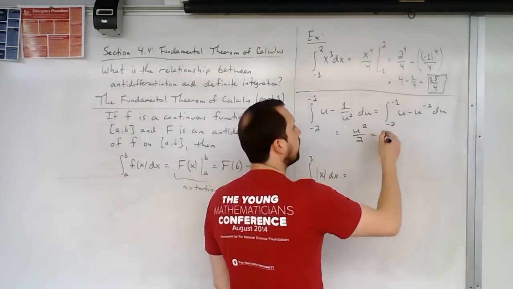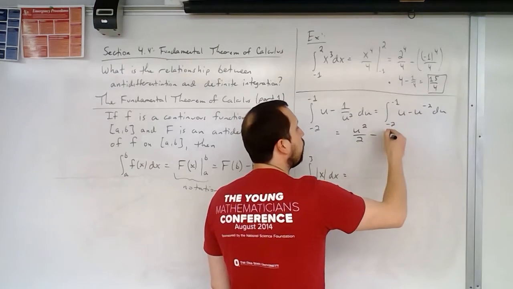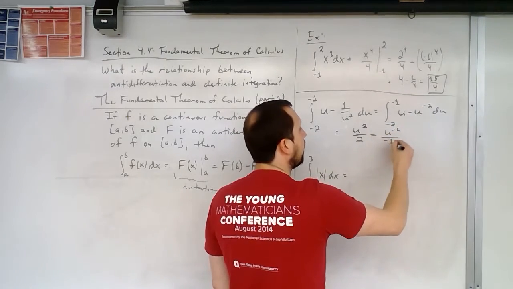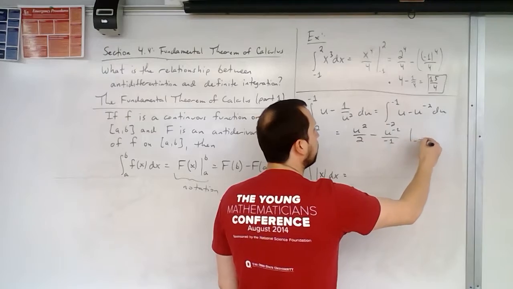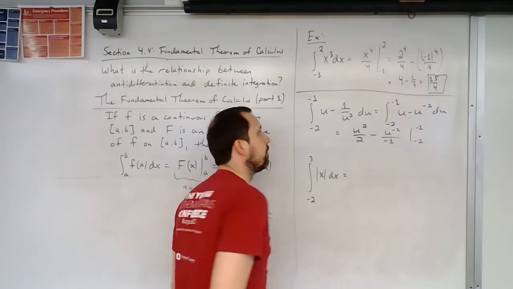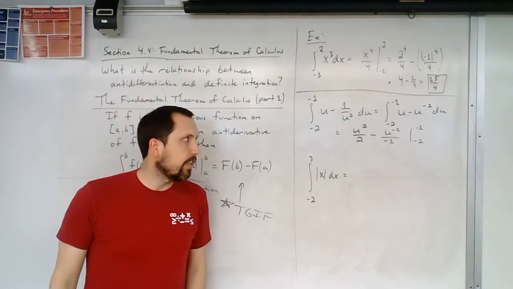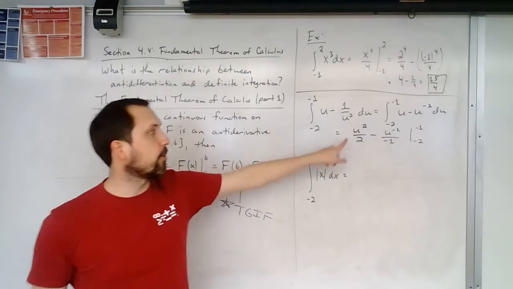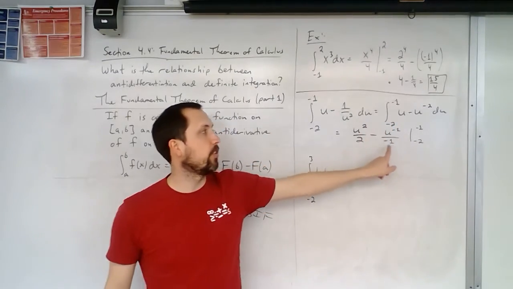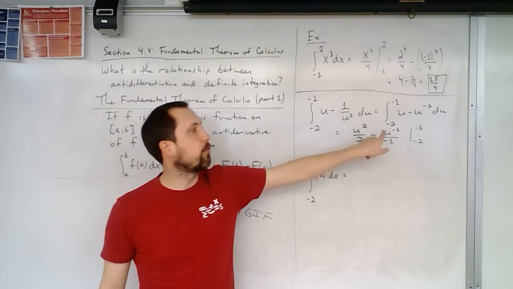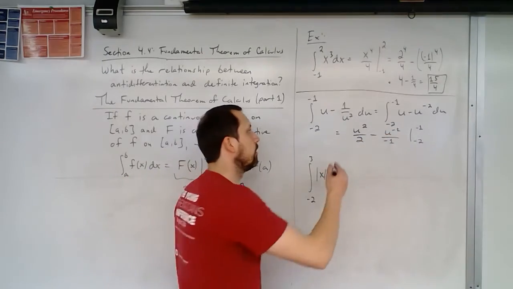Do the same thing over here. I add 1 to get -1, and I divide by -1. And I'm evaluating this from -2 to -1. Then I plug the top number in first. Remember, this is the whole expression I'm plugging -1 into. So everywhere there's a u, I put in a -1.